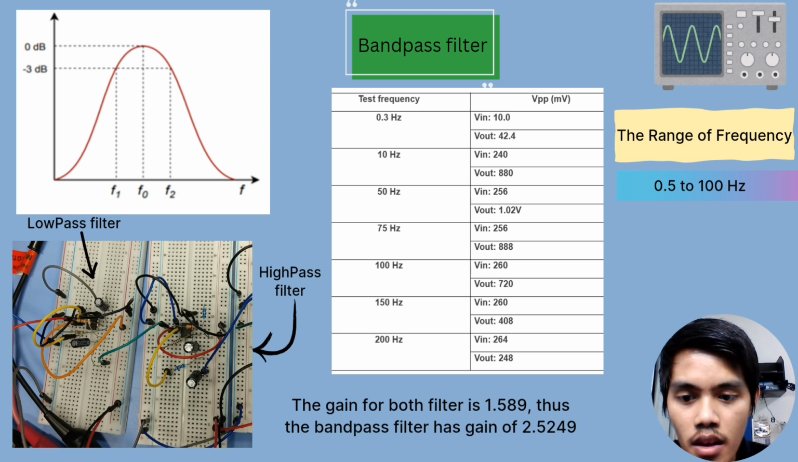As you can see, 0.3 Hz has 42.4 mV as the output, but as we increase the frequency, the voltage starts to increase. At 75 Hz, the output is still high, but it starts to decrease because it is approaching the frequency that is outside of the range. Increasing the frequency beyond 100 Hz makes the output voltage decrease more significantly. As we can see, at 200 Hz, the V-in is higher than V-out.